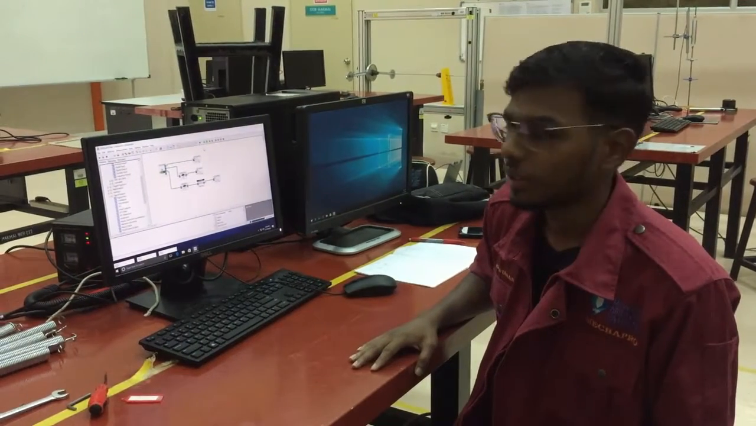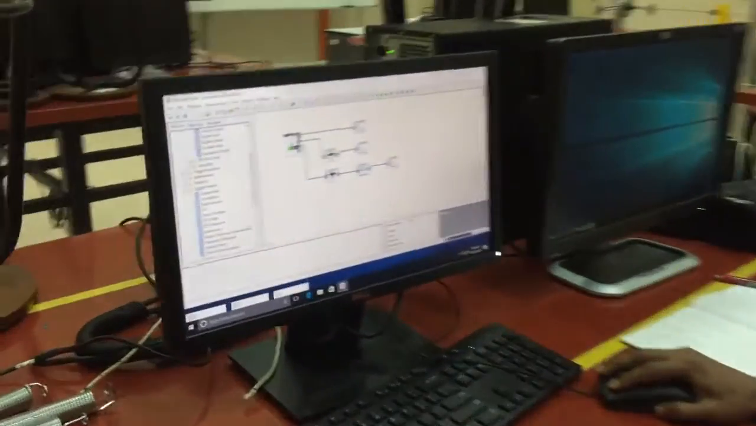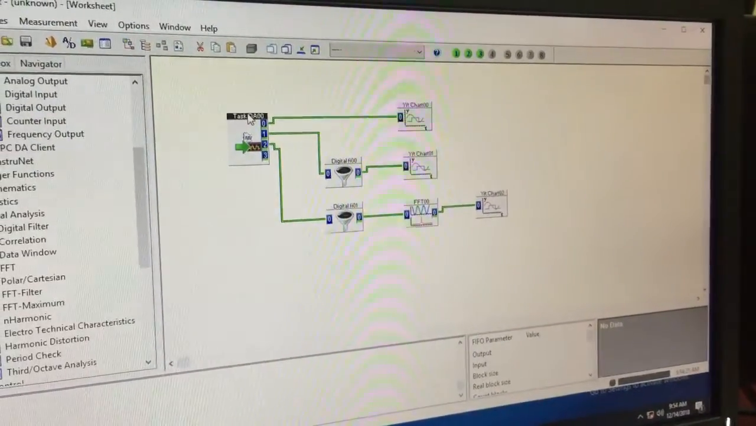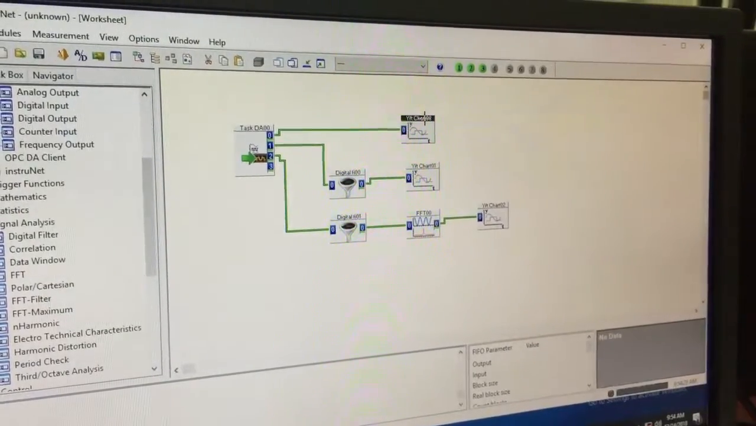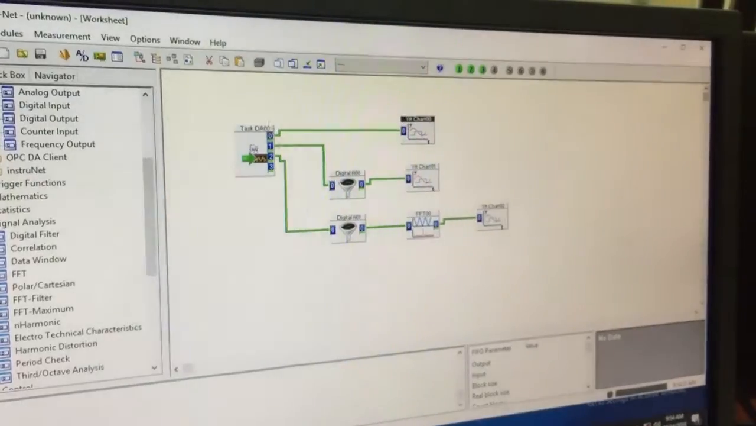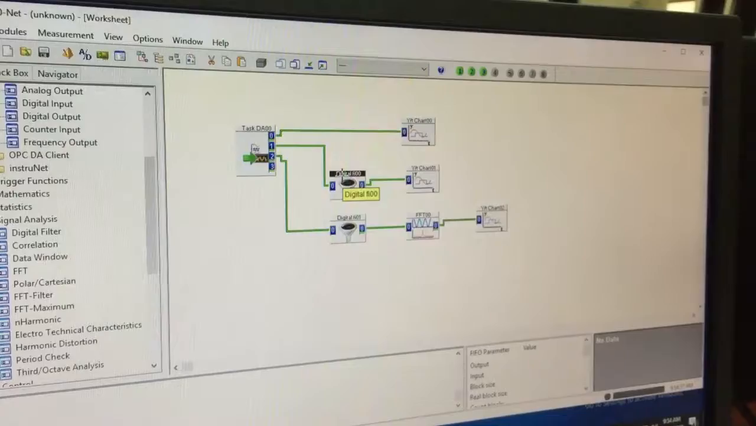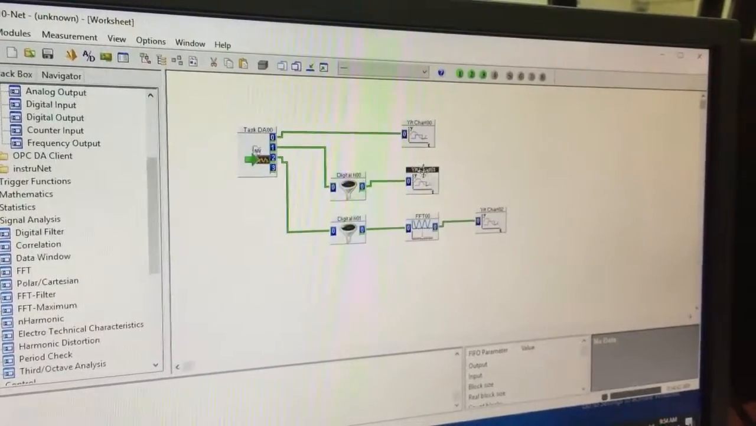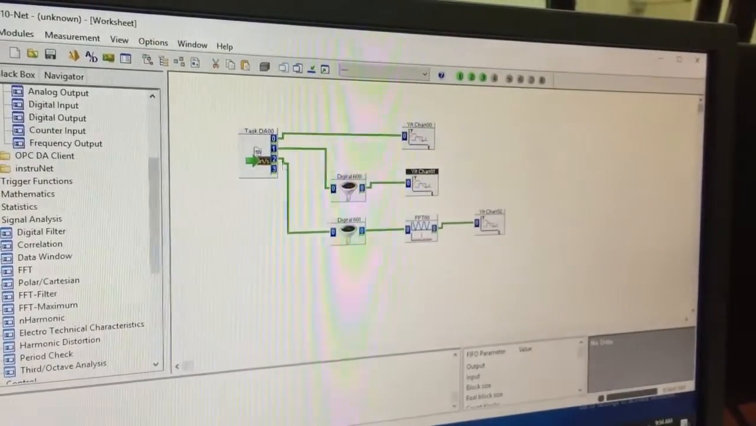I'm going to explain the DasyLab setup for our experiment. First, this input is from the accelerometer sensor, and the first one is the YT chart. This one will display our raw vibration without any changes. For the second one, we have used a digital filter, which is a low pass digital filter, to decrease the noise and show a clear graph of the vibration.